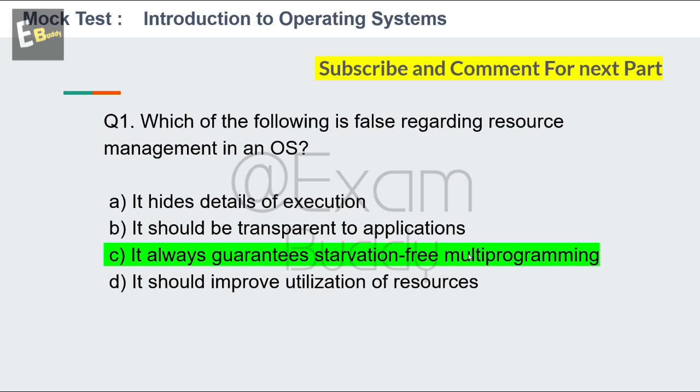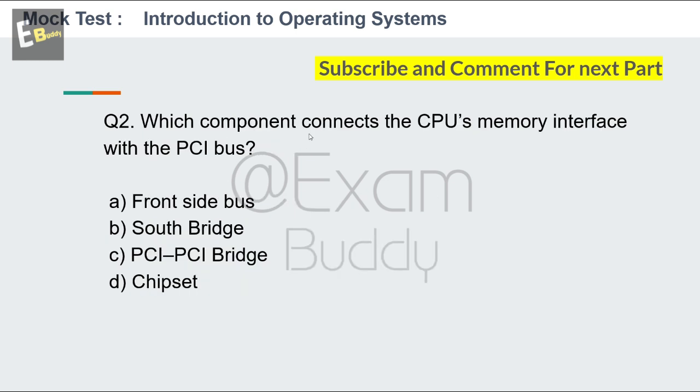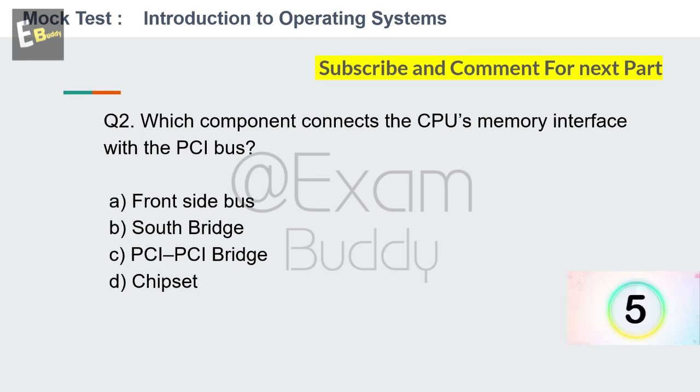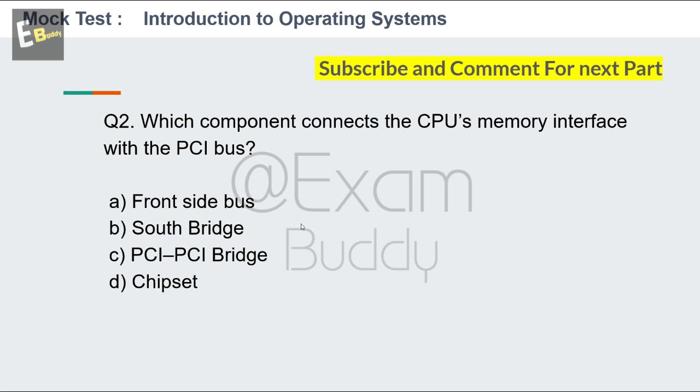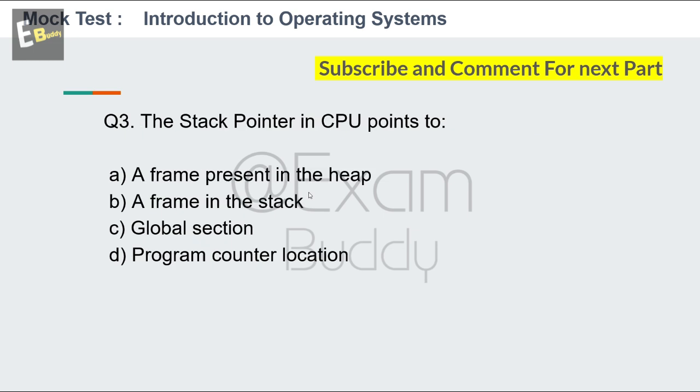Now let's go to question number second. Which component connects the CPU's memory interface with the PCI bus? So these are the options: front side bus, south bridge, PCI bridge, chipset. So your time starts now. And the answer is B. South bridge.